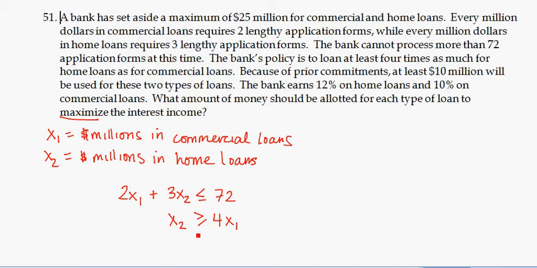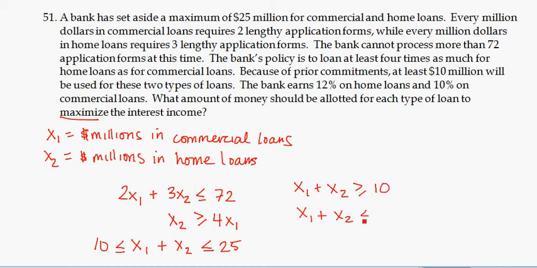Okay, next constraint: because of prior commitments, at least 10 million will be used for these 2 types of loans, but we also have a maximum of 25 million. So when I add these 2 loans together, the number of home loans and the number of commercial loans has to be less than or equal to 25, but also greater than or equal to 10. So we have a compound inequality. I'm going to think of this as x1 plus x2 is greater than or equal to 10, and x1 plus x2 is simultaneously less than or equal to 25. So this compound inequality is really 2.